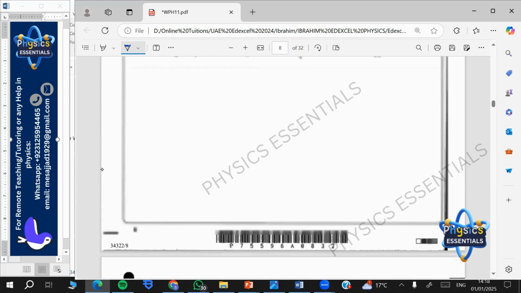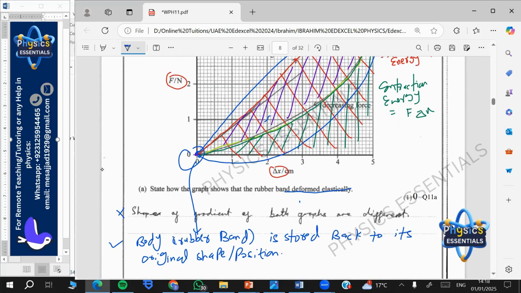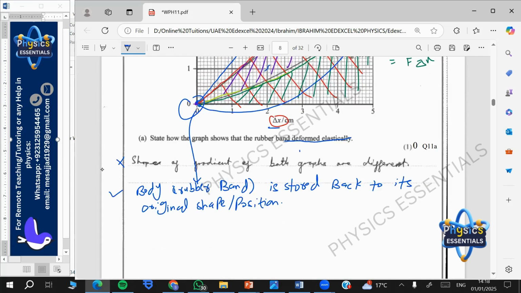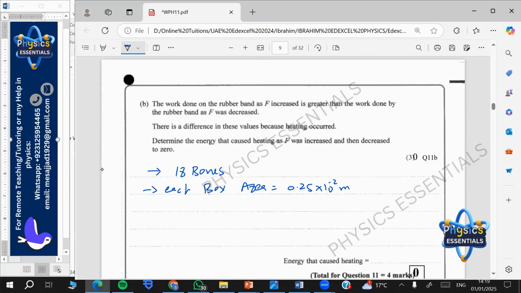Each box has an area of 0.25 × 10^-2 meter squared. Why did I do that? Because here the length is in centimeters. Usually students make this mistake because they don't understand the unit. When you are solving questions in physics, you need to use SI units, which are meter, kilogram, and second. So you have to convert the centimeters into meters. So this is the area of one box. All you need to do is multiply this with this, and you will get the energy lost in heating.